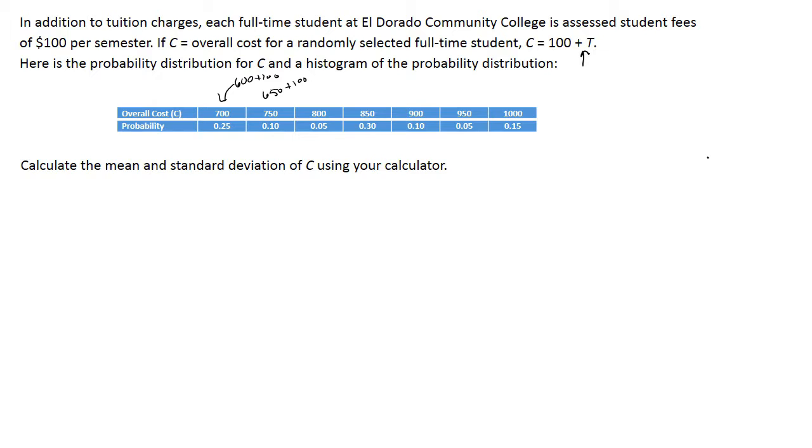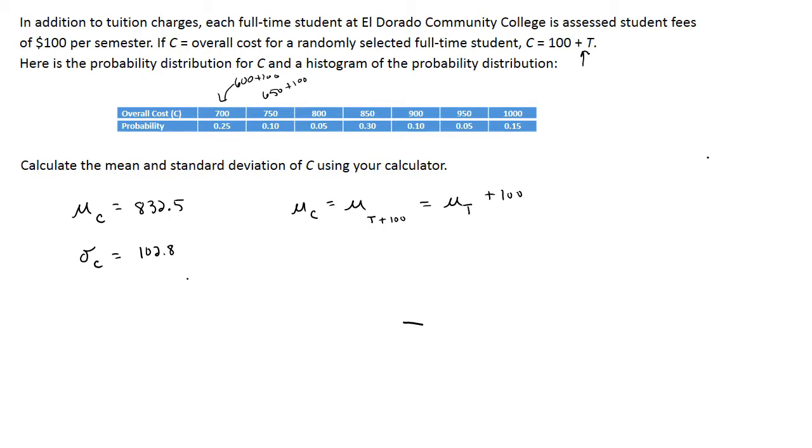Well, put these in your calculator, calculate the mean and standard deviation, and I've already done that. So the mu of C is 832.5. And that will come as no surprise that C was obtained by doing T plus 100. So this is the same as the mu of T and adding 100 on. However, for the standard deviation, it's still 102.8.